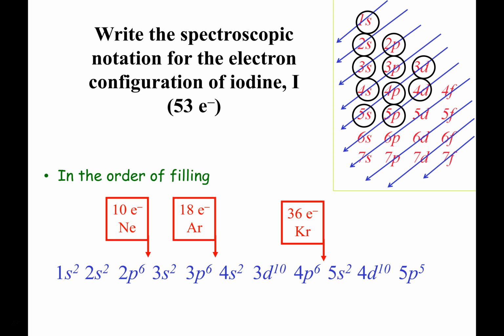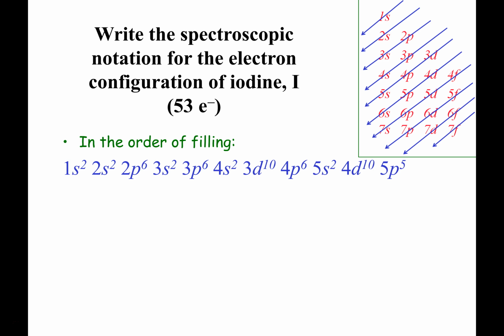Okay, so the green says in order of filling. If we want to unscramble them, which you're going to see here in a minute, but even if we didn't unscramble them, hopefully you would tell me the highest n is subshells that have a value of 5, and I have 2 electrons in the 5s, and 5 electrons in the 5p, so I'm counting 7 valence electrons, and that is totally right.